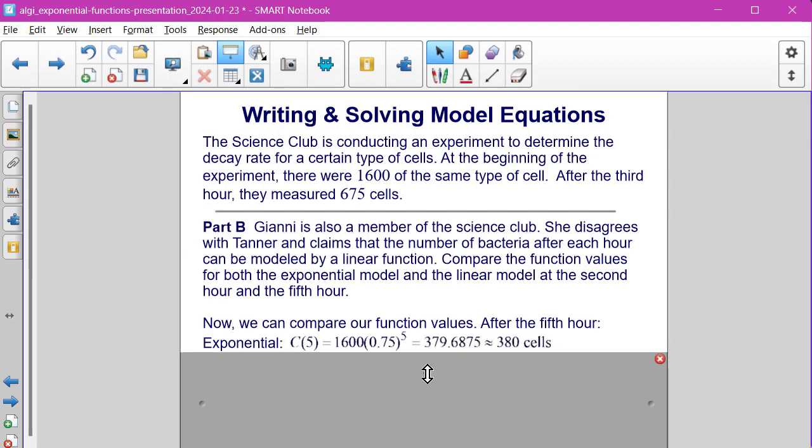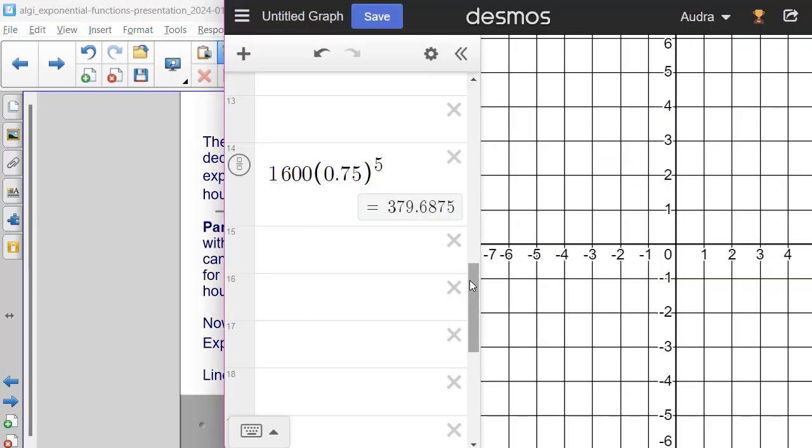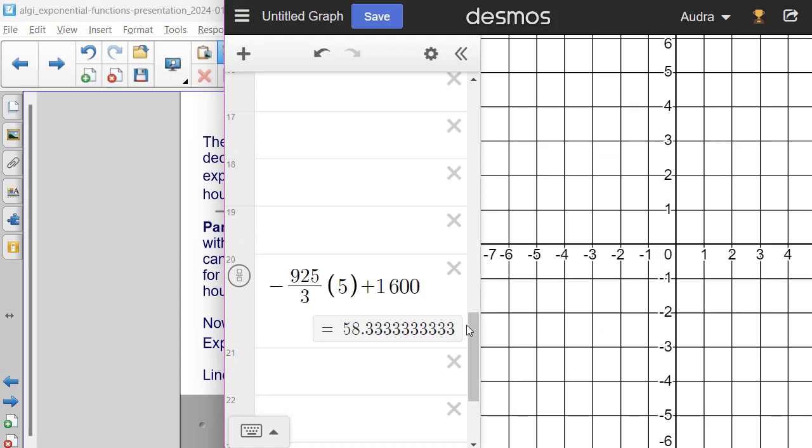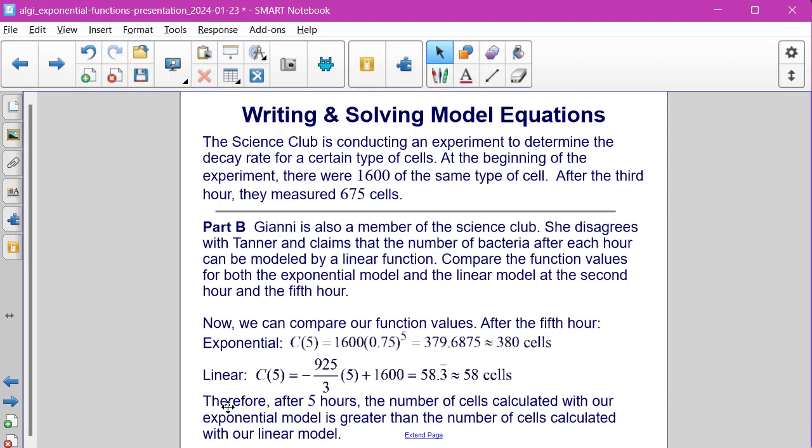And now let's do the same thing with our linear model. We're going to have negative 925 over 3 times 5 plus 1,600. So if we evaluate this, we end up getting 58 1/3, or about 58 cells. And therefore, after 5 hours, the number of cells calculated with our exponential model is greater than the number of cells calculated with our linear model.